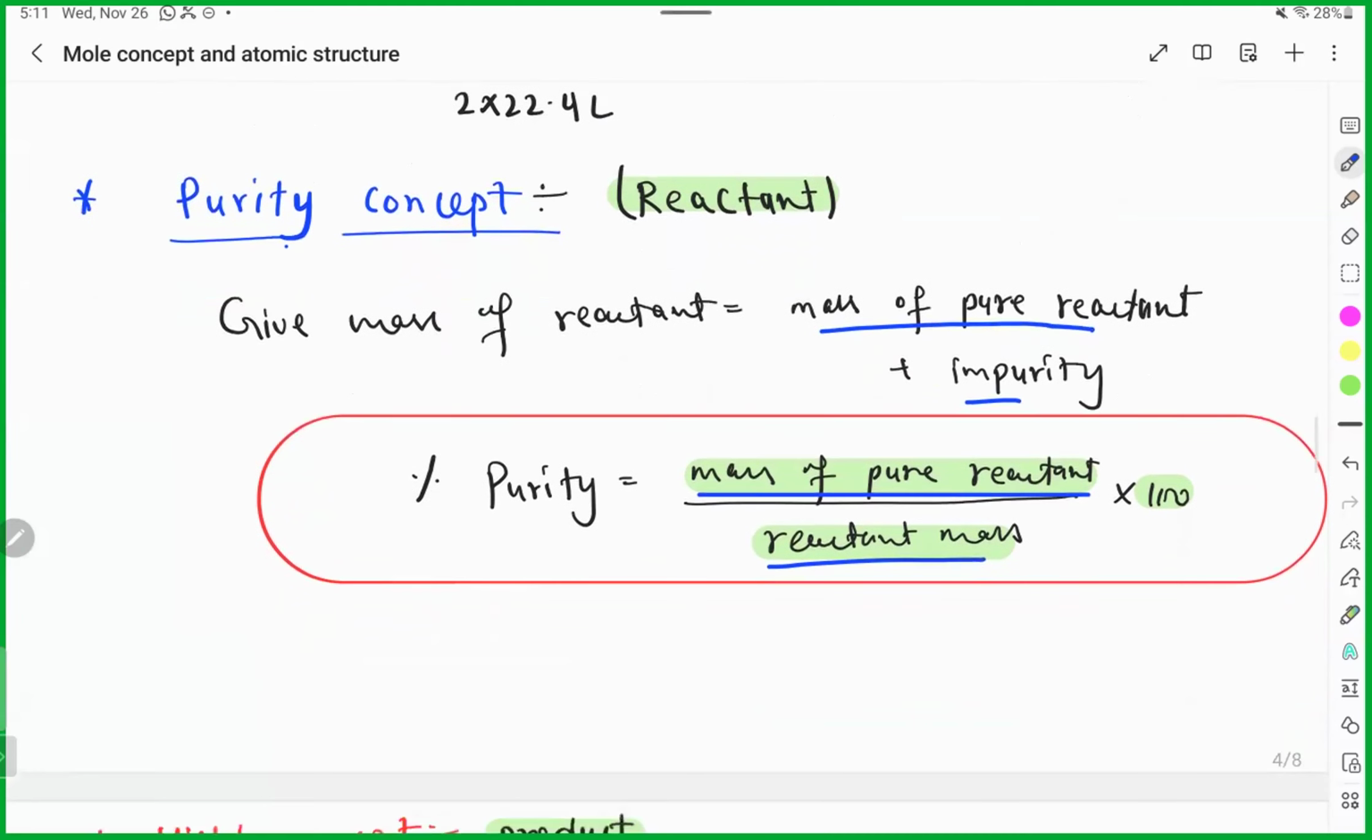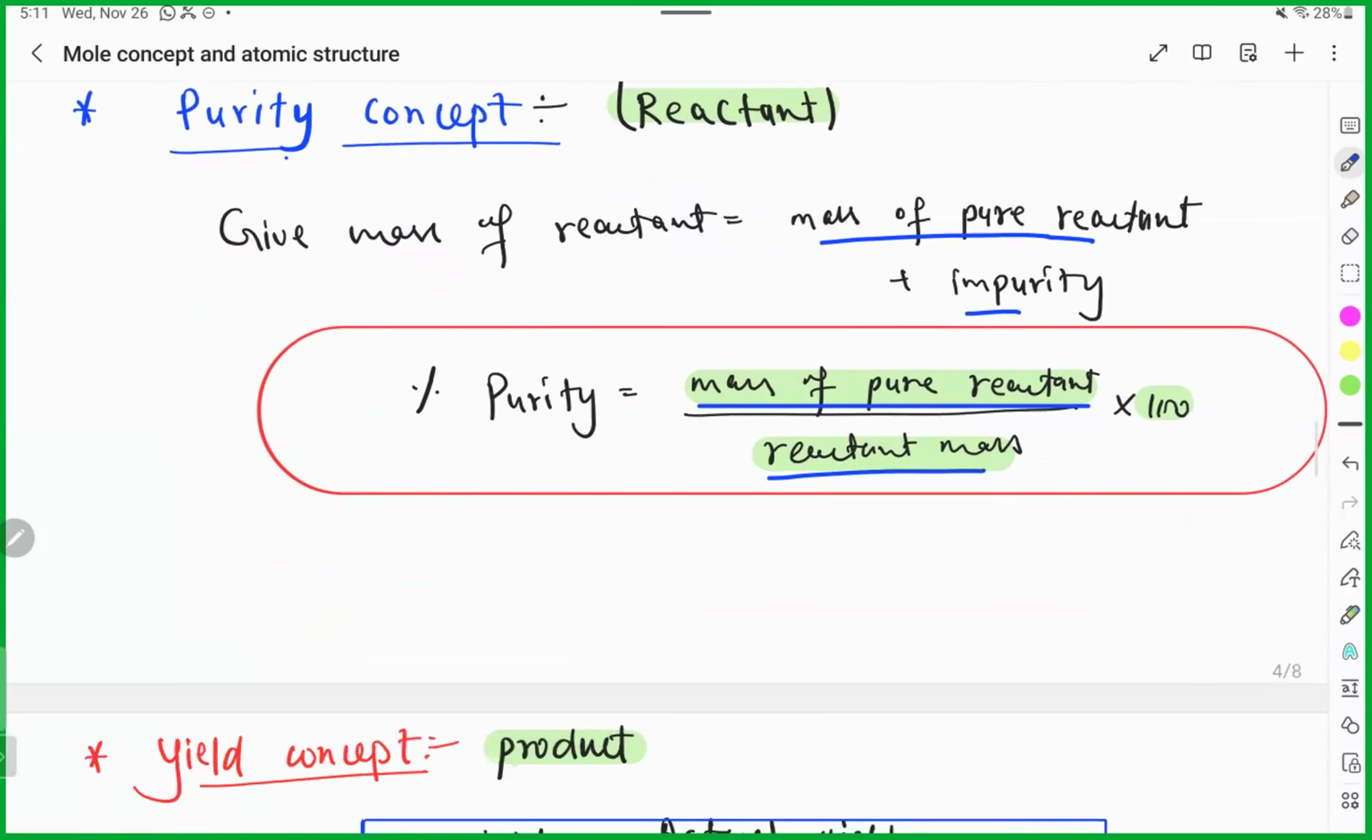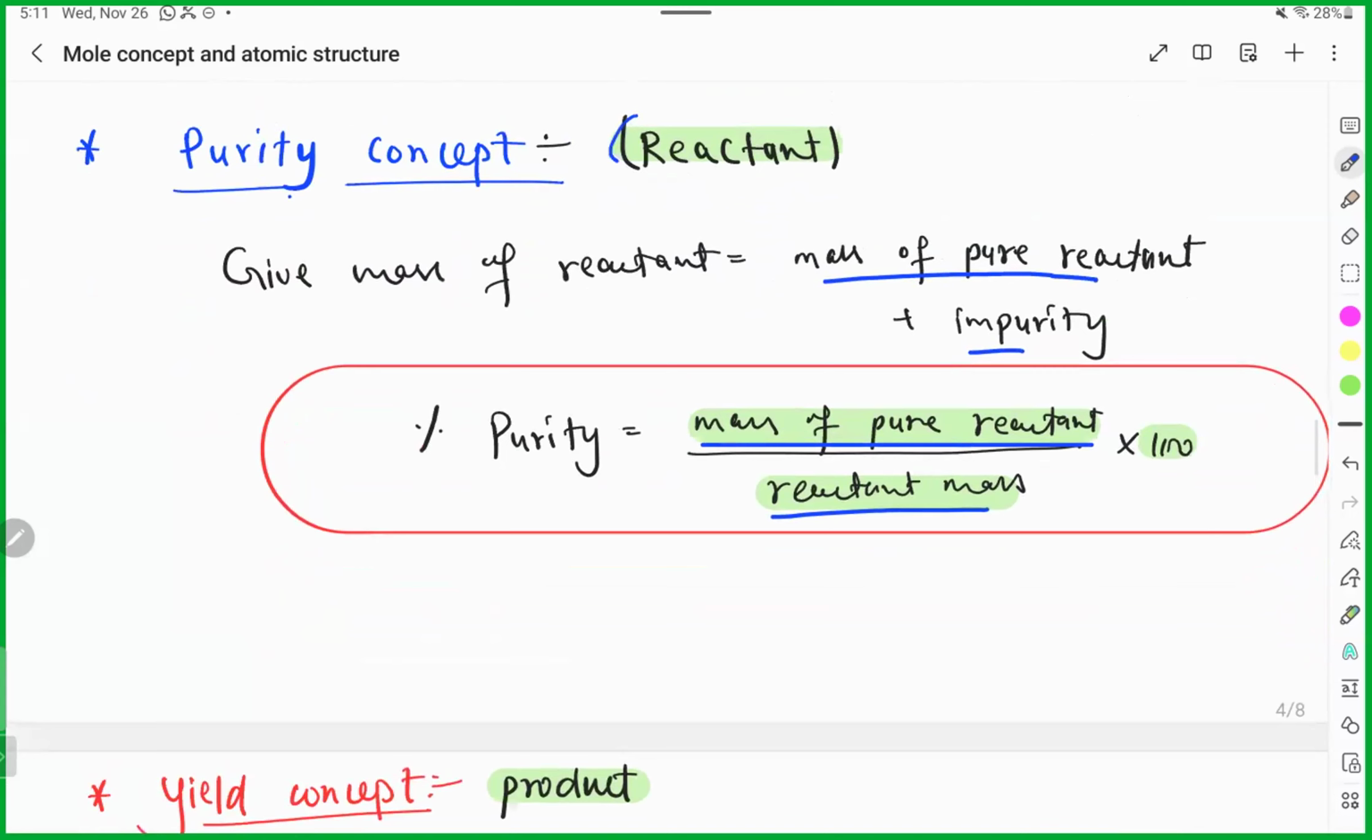Okay, come to this part, purity concept. Purity concept is applicable only for reactant, not for product. Yield is applicable for the product. What is the yield of the reaction? What is the quantity we get from the reaction? It means we are talking about product. And whether you are taking pure compound or impure compound in the reaction, it is about the reactant. So how to calculate mass of the reactant?